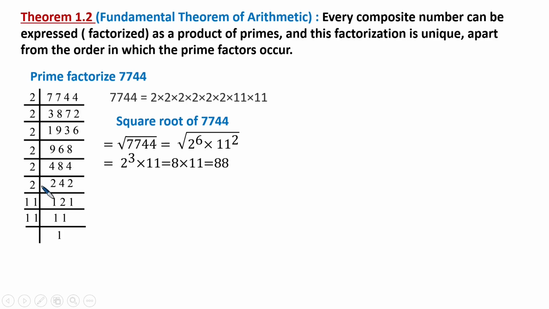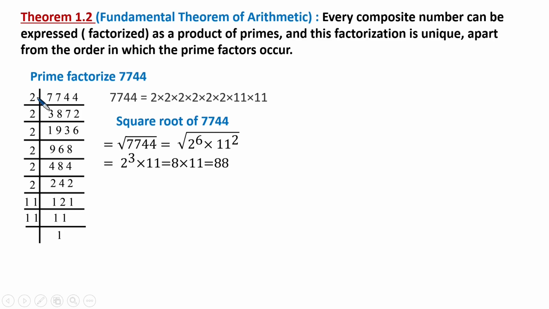So now you got 242, 2 will go in this. Now you have this number 121 which is odd. Now you try the next prime number 3, it will not go. 5, it will not go. The next prime number is 7, that will also not go. So you continue till you come here. After 7 you have 11, and you know 11 will go. So 11 into 11 is 121, then you get 11 and then 11.